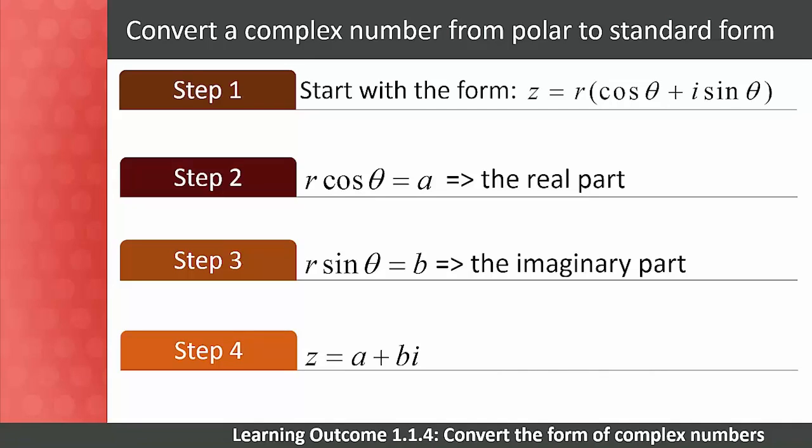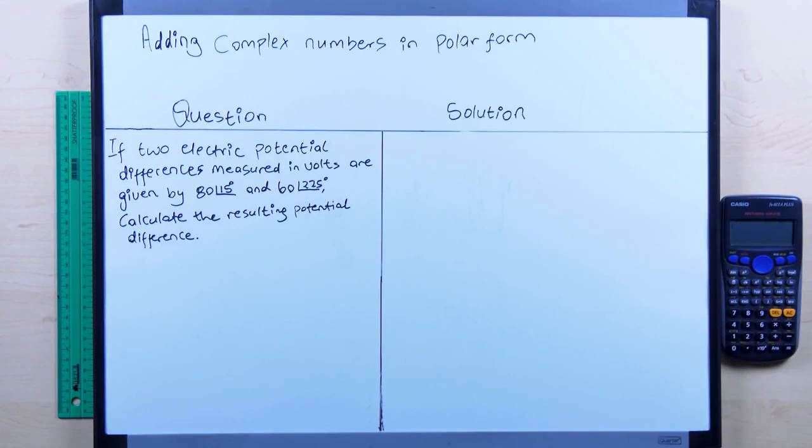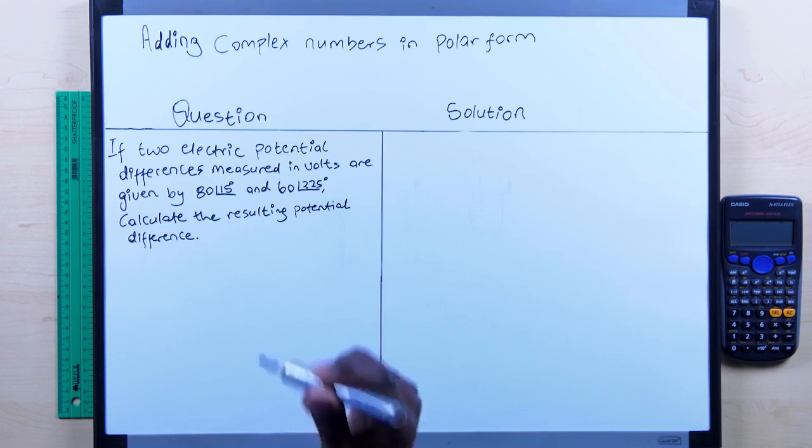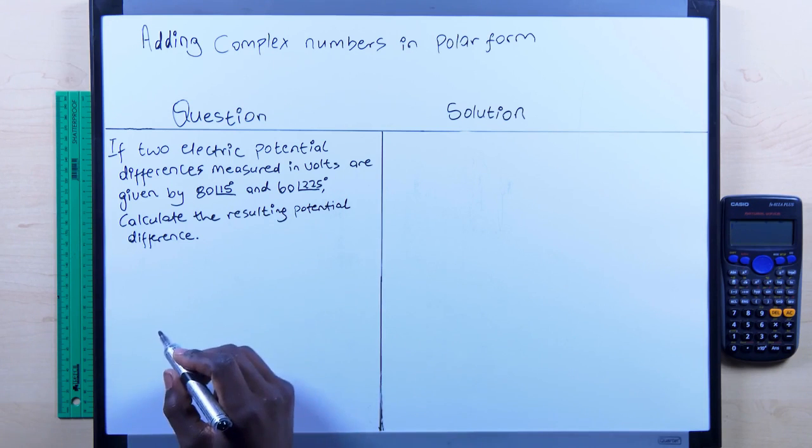Let's take a look at a practical real-life example that requires us to convert from polar to standard form and then from standard form back into polar form. If two electric potential differences measured in volts are given by 80 volts at 15 degrees and 60 volts at 225 degrees, calculate the resulting potential difference. Now this is adding complex numbers.